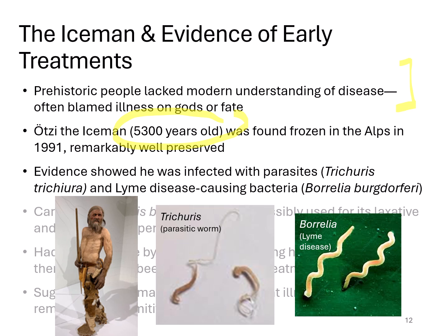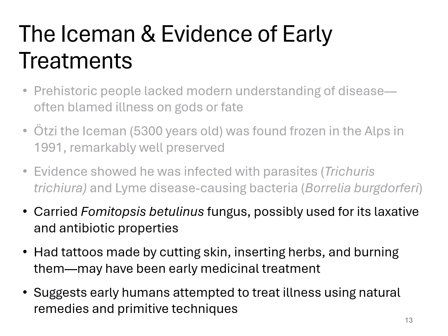Evidence found that he was infected with different parasites such as Trichuris trichiura, as well as Borrelia burgdorferi that causes Lyme disease. And scientists think that Ötzi may have been trying to treat his own infections because of some things that were found with him or on his body. For example, they found this mushroom, Fomitopsis, on him, and he might have been using it because it has laxative properties to maybe help flush out his system, and also antibiotic properties, maybe to get rid of that Borrelia bacterium.